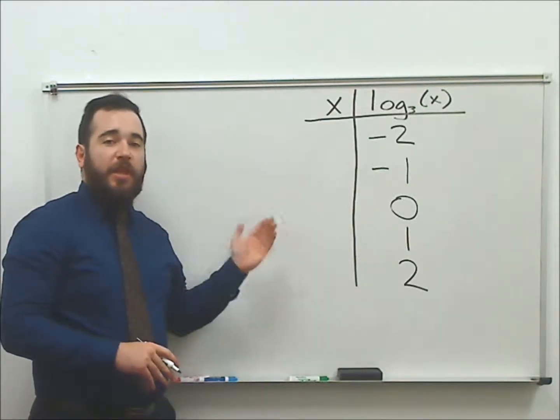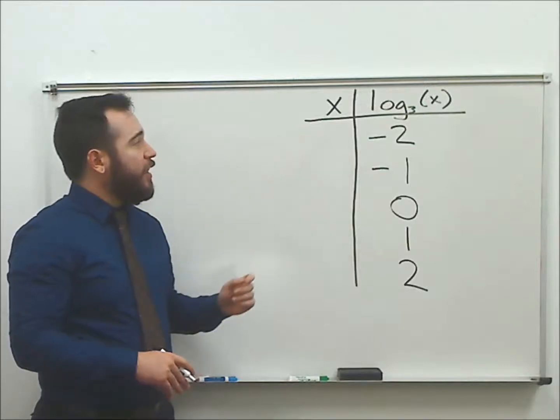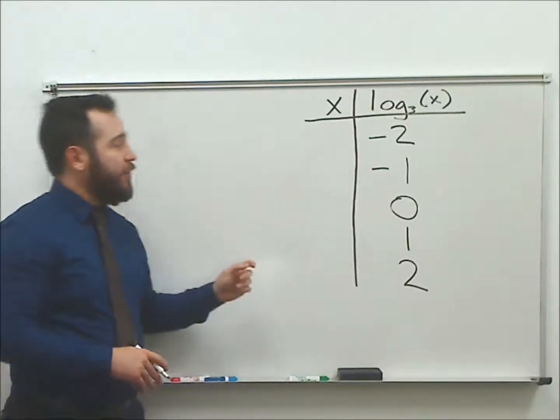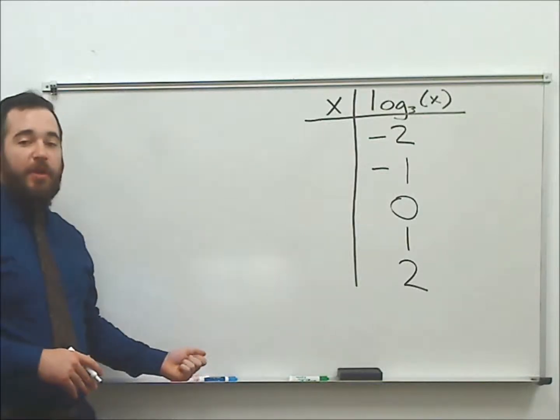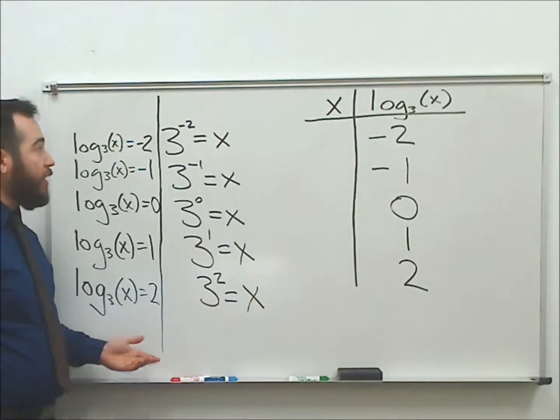All right, let's put this in exponential form and make even more sense out of it. So we've got log base 3 of x equals -2. Log base 3 of x equals -1. Let's put these up here in exponential form. Okay, so here they are in a side-by-side comparison.